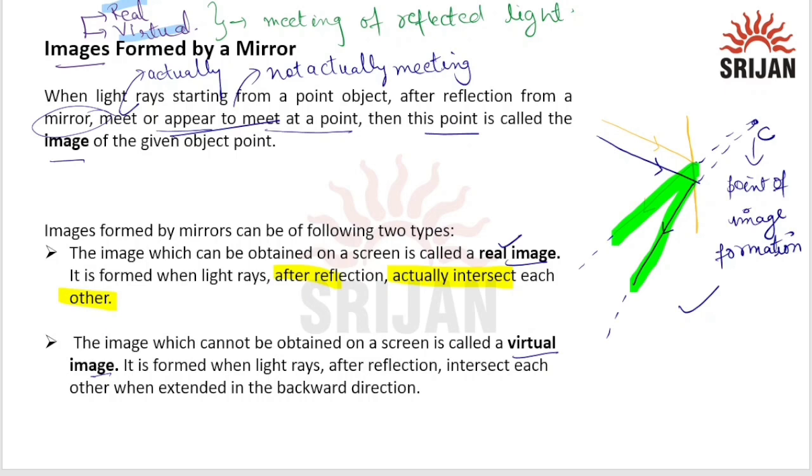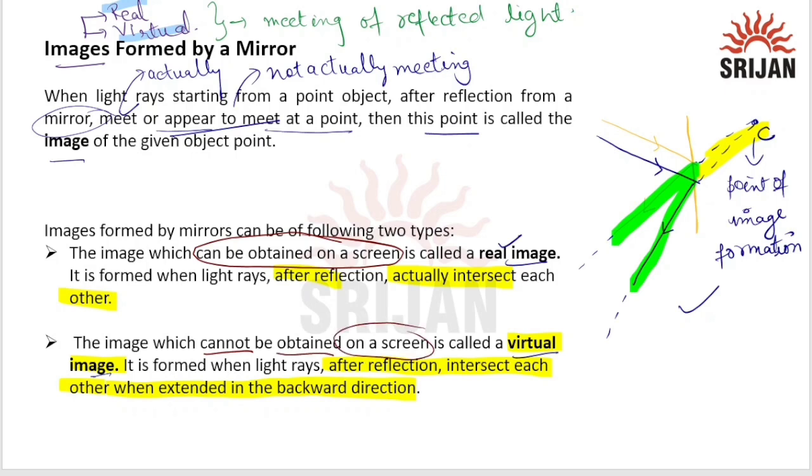But when after the reflection they intersect each other only when extended in the backward direction, just like this case, then it gives rise to a virtual image. The next point of difference is this: a real image can be obtained on a screen because the light is actually meeting. But in a virtual image, as the light is not actually meeting, it cannot be obtained on a screen.